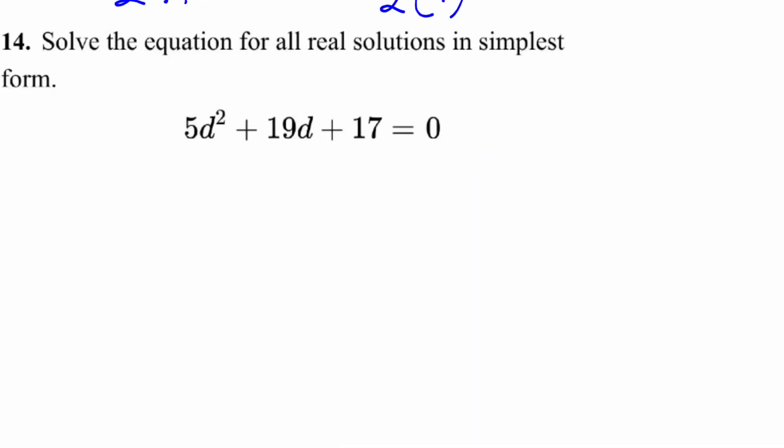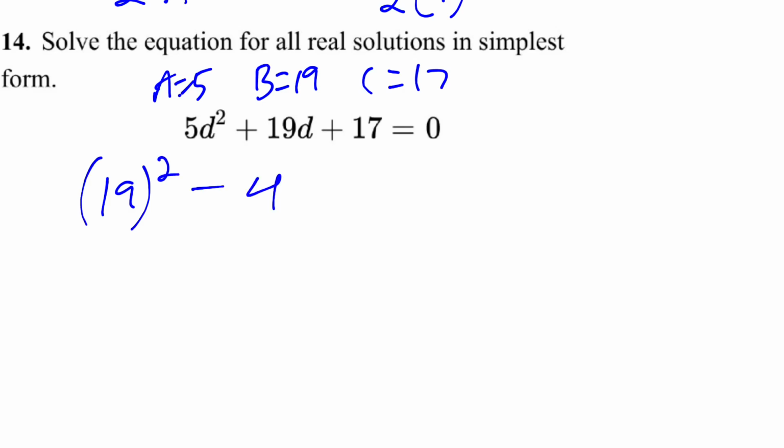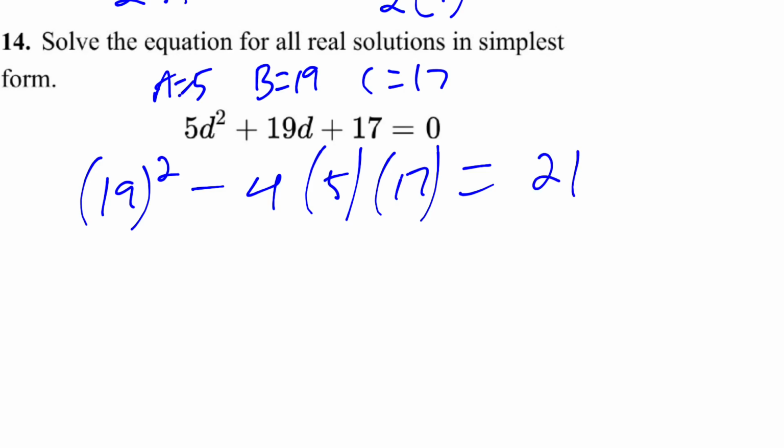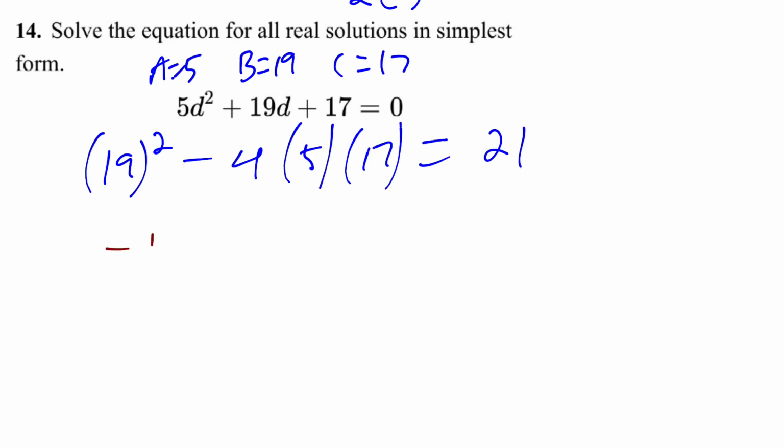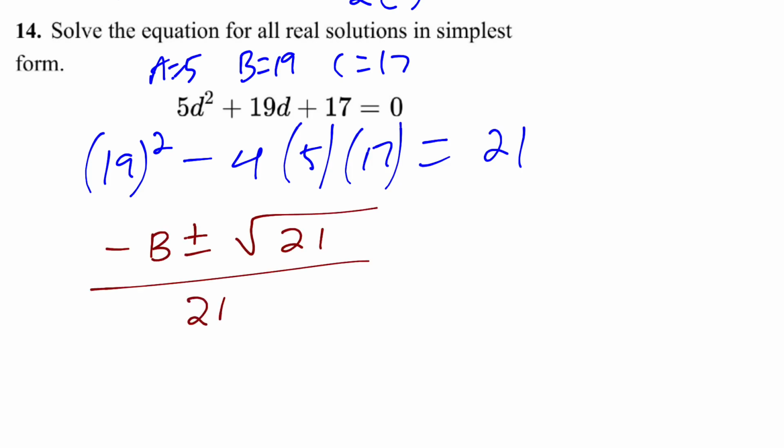This one's already in standard form, nice. A is 5, b is 19, c is 17. So I'll start with b squared minus 4ac. That gives me 21. If I use the formula negative b plus or minus the square root of 21 all over 2a, let's replace b now. B is going to be a 19, and a is going to be a 5.